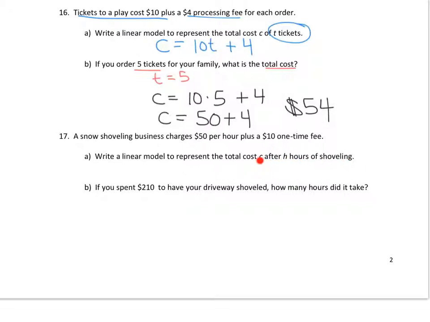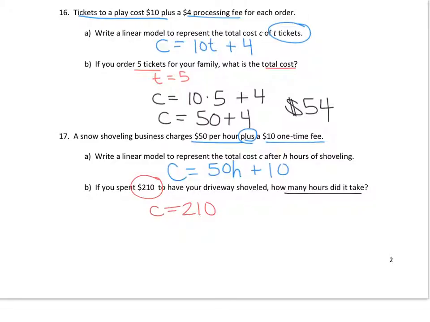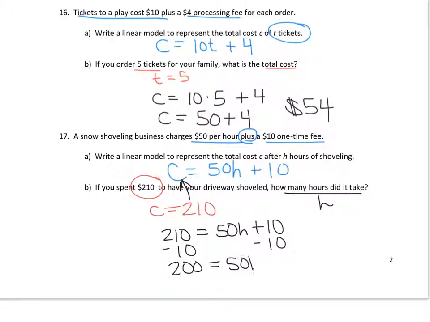So we need to have two variables. Cost equals $50 an hour plus $10 for a fee. If you spent $210, so if your cost was $210, how many hours, so solve for h, did it take? So I'm going to write 210 equals 50h plus 10. Subtract 10. 200 equals 50h. H equals 4 hours.